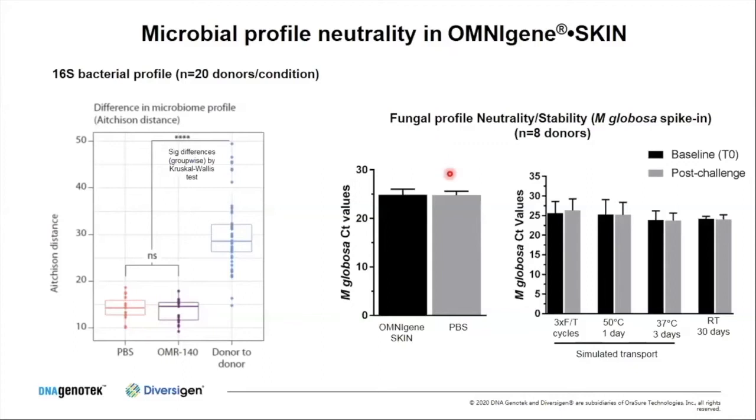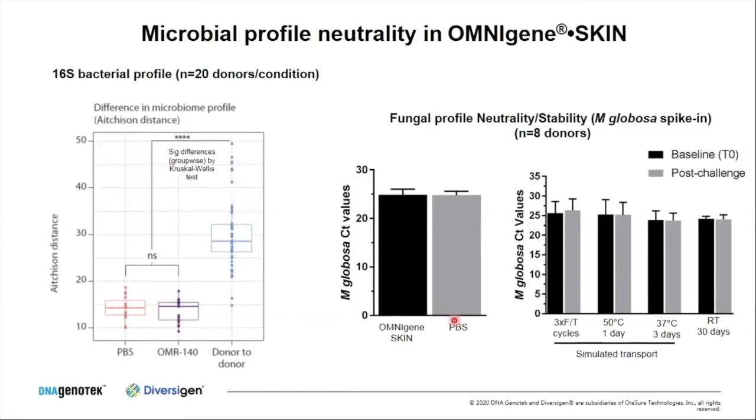And then we measured the amount of M. globosa by qPCR at baseline or following simulated transport. So freeze-thaw, 50 degrees or 37, and also room temperature for 30 days. And you see that overall, we don't see any shift in the amount of signal that we're recovering, which is indicating that the fungal profile remains stable over time and during transport.